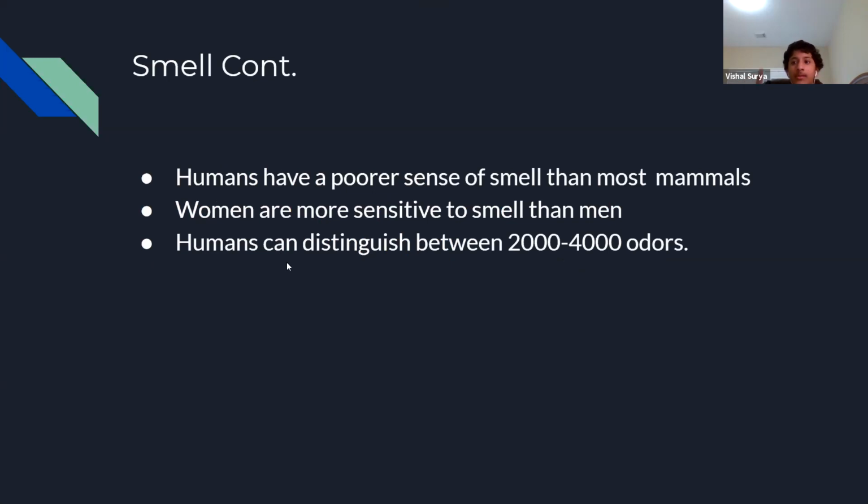Now we'll continue talking about smell. It's pretty interesting, but humans actually have a poorer sense of smell than most mammals. Another fun fact is that women are actually more sensitive to smell than men. Humans can distinguish between 2,000 and 4,000 different odors. So we've evolved to establish and differentiate between a wide range of odors, which is why you can smell a lot of different things and pick up on certain scents that only apply to one certain thing.